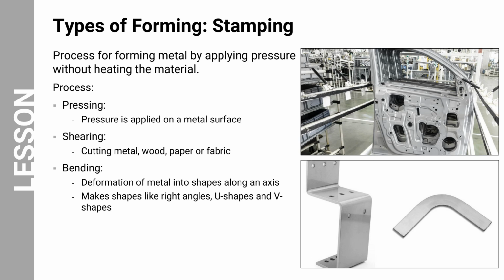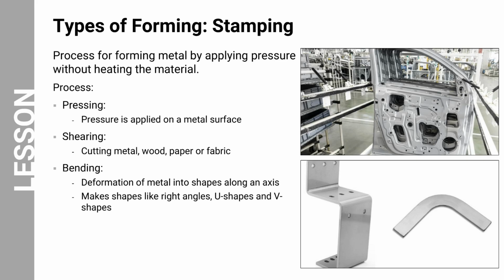Stamping is a process of forming metal by applying pressure without heating it. Stamping is used to manufacture automotive components like door panels, fenders, etc., and aircraft parts. This forming process is also used to produce holes in metal sheets and manufacture L-clamps. Pressing, shearing, and bending are included in the stamping process.